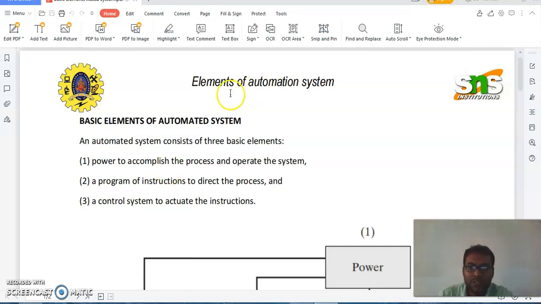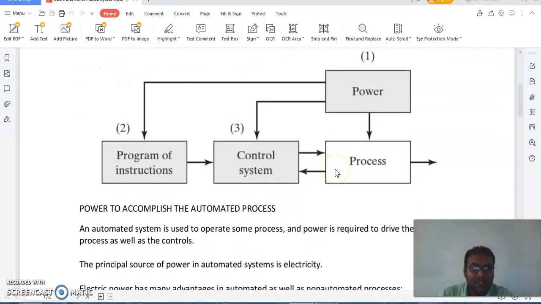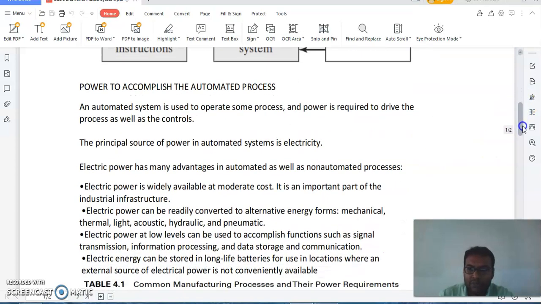Now we are going to discuss the various elements of an automated system. There are different parts in an automated system. The three major basic elements are power, which is used to accomplish the process and operate the system, the program of instructions to direct the process, and the control system to activate the instructions. This is the block diagram which represents the basic elements of an automated function. The first is power, the second is the control system, and the third is the program of instructions. First we are going to discuss power, which is used to accomplish the automated process.